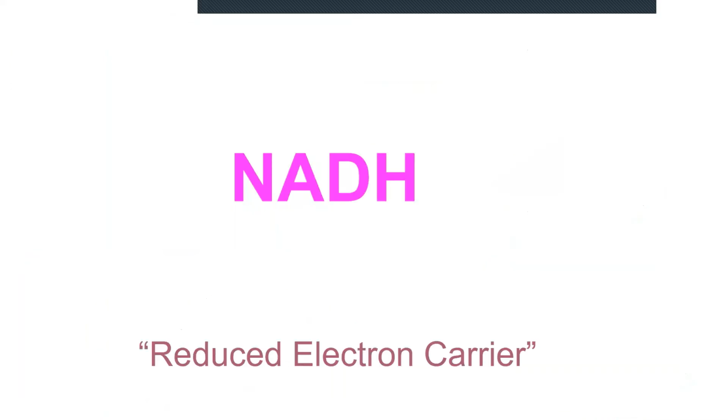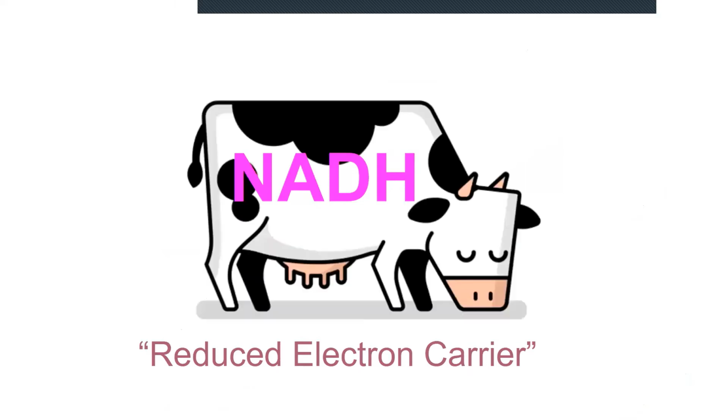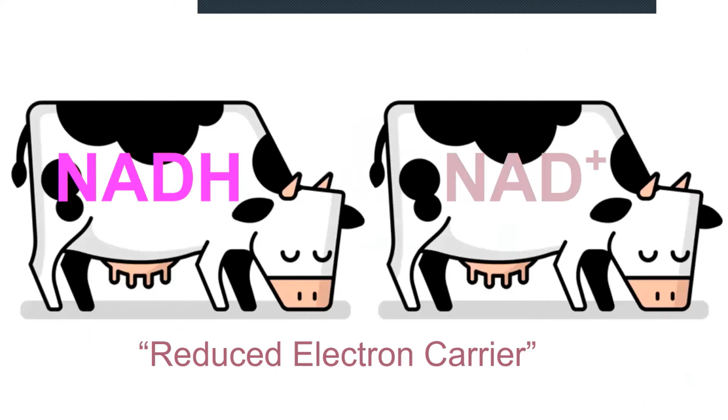Okay, what the hell is NADH? It's something called a reduced electron carrier, but for our purposes, we are going to think of it as a cow. There's actually two forms of it. There's the NADH form, which I think of as the sunny cow. It's full of energy. It's like a cow in the morning that's ready to be milked. It has a lot of energy to give. And there's the NAD plus form, which is the sleepy cow.